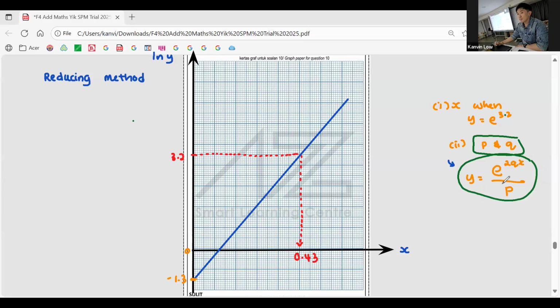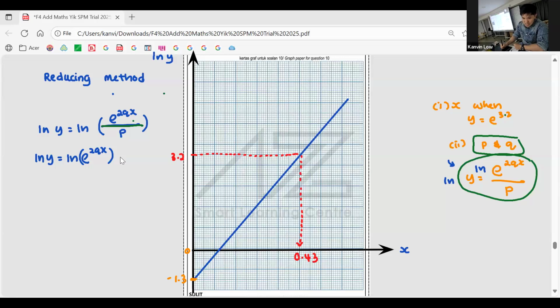Reducing means you need to relate this with the graph. Obviously, what should I do with it? If got log, you put log, right? If got ln, you put ln. So you multiply ln for both sides, everyone. So you will have ln y equals ln of e^(2qx) over P. Girls, are you guys okay with this? Students, I also mentioned before, ln is actually the same as log, correct? So when log divides, it becomes minus. So you will have ln y equals ln e^(2qx) minus ln P. Do you know what I'm doing here?